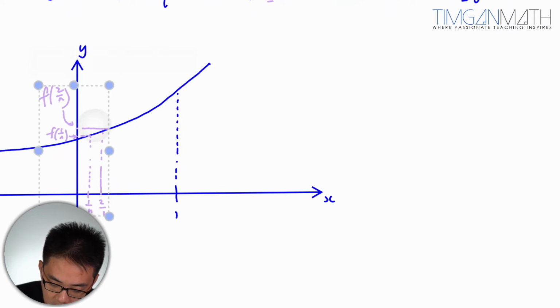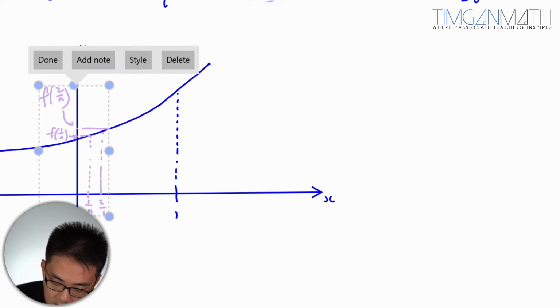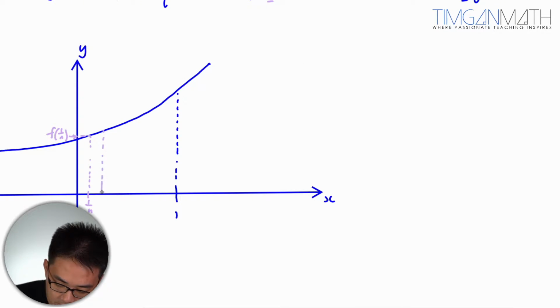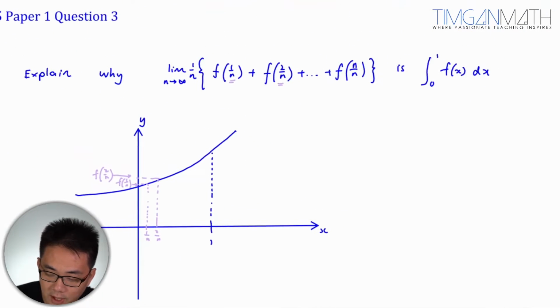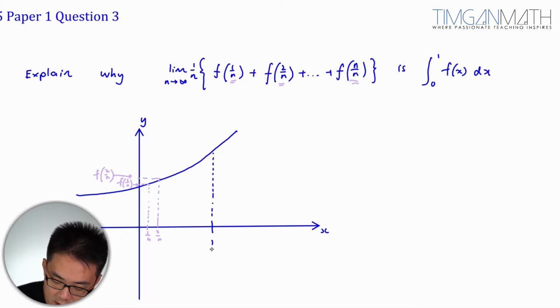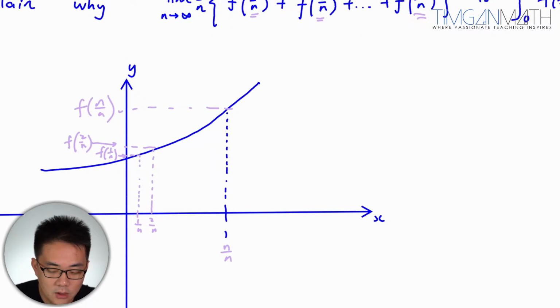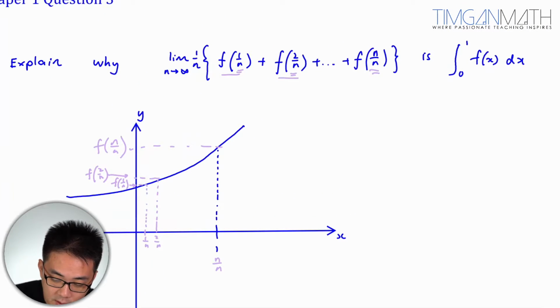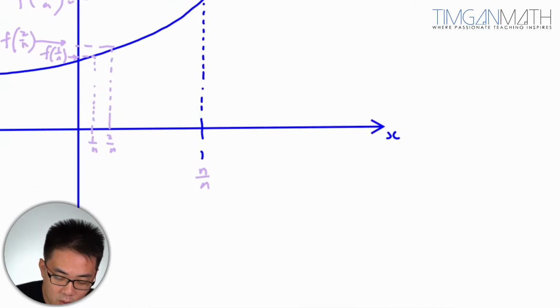So this is 2 over n, and this is f of 2 over n. Then you can move on to n over n, which is this one here, with height f of 1. So these are all the heights. And this is actually the width of each rectangle: these are all width 1 over n.